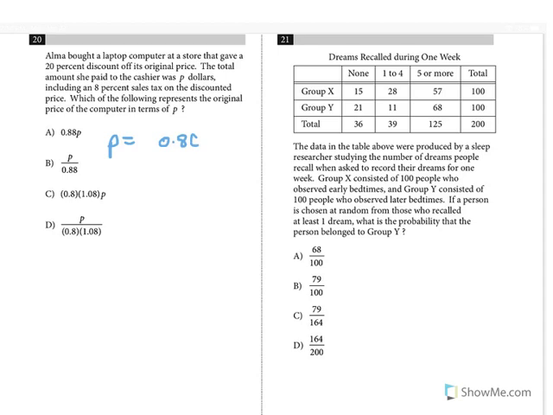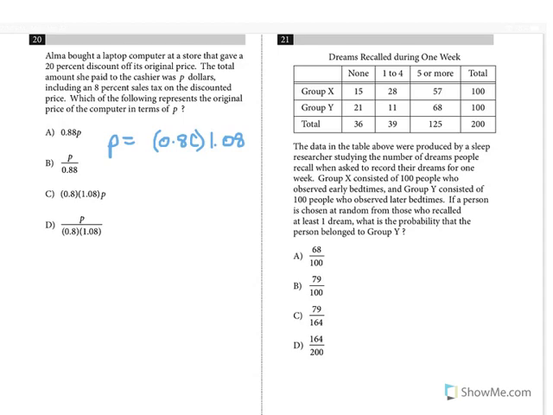Now the total amount she paid was P dollars. What she paid included an 8% sales tax on the discounted price. So this was the cost with the 20% discount, so 80% of that, and now the 8% sales tax is 1.08 times that.